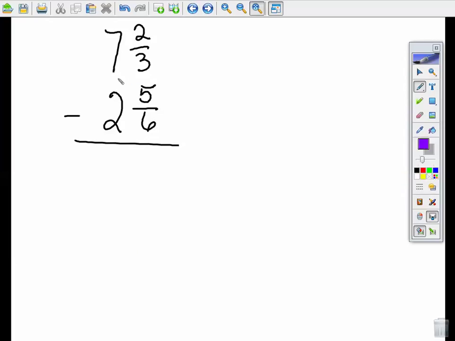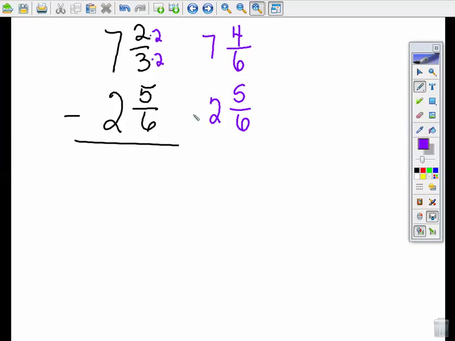Here I have 7 and 2/3 minus 2 and 5/6. So here I have to find a common denominator. And I'm going to make my denominator 6. So 5/6 stays the same. And now I have to do 3 times 2 to get 6. So 2 times 2 is 4.